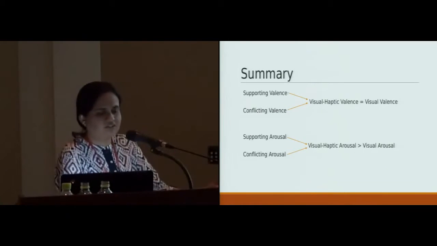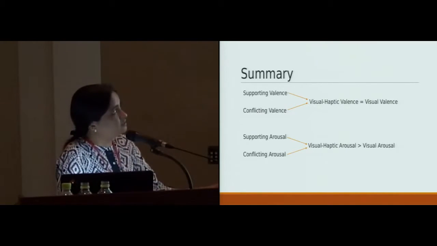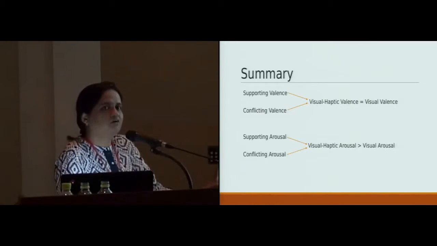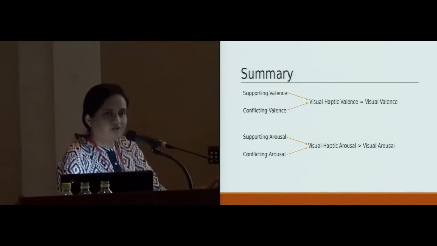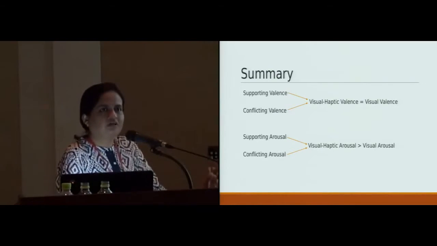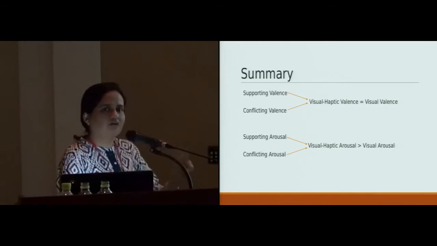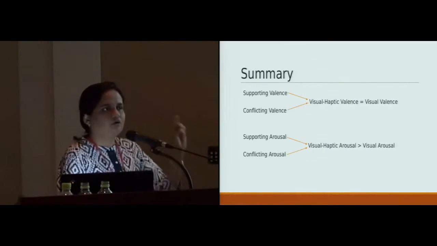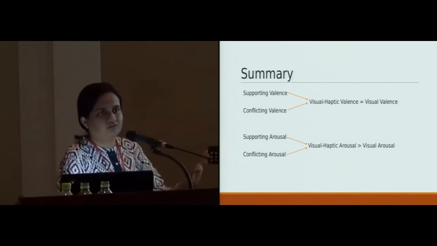So summarizing these results, what we found was, in the supporting and conflicting valence conditions, the visual haptic valence closely follows visual valence. So it is the visual component of the visual haptic stimuli that decides the valence. Again, both in supporting arousal and conflicting arousal cases, just the mere presence of a haptic signal, irrespective of whether the arousal of the haptic signal was low or high, we always ended up with visual haptic stimuli whose arousal was much higher than the visual arousal.